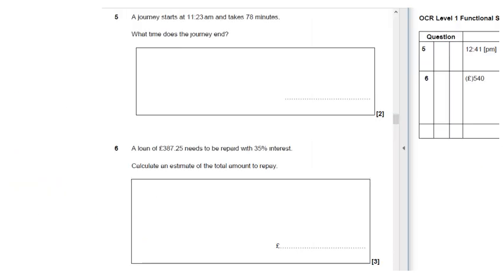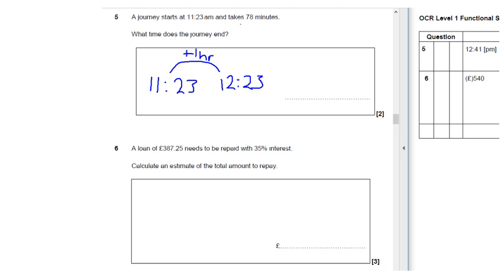A journey starts at 11:23 a.m. and takes 75 minutes. What time does the journey end? Okay, I like my bouncy ball method with time. So I've got this time here, and I'm going to add an hour onto it to make it 12:23. I'll say here I'm adding 1 hour.